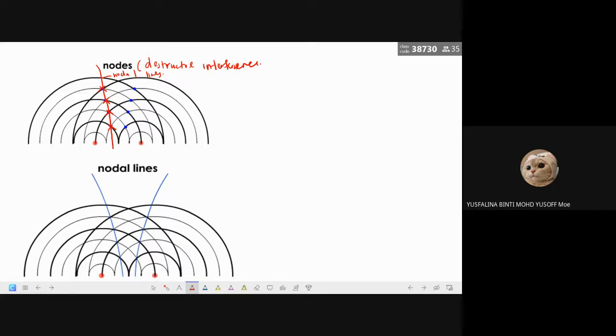Same like this also. This is also destructive, destructive, destructive, and destructive. So I connect all the destructive interference here, and that will produce a line that we call a nodal line. Okay, so I hope you understand what the anti-nodal line and the nodal line are.